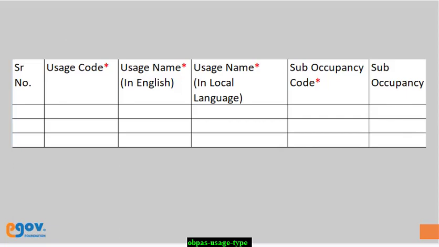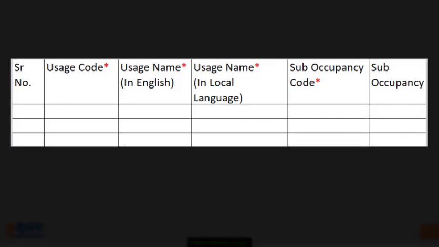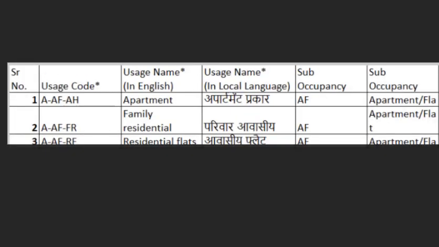Download the data template. As we can see on the template, there are 6 columns: serial number, usage code, usage name in English, usage name in local language, sub-occupancy code, sub-occupancy name. Identify the different OBPAS building usage details before you start filling the template.